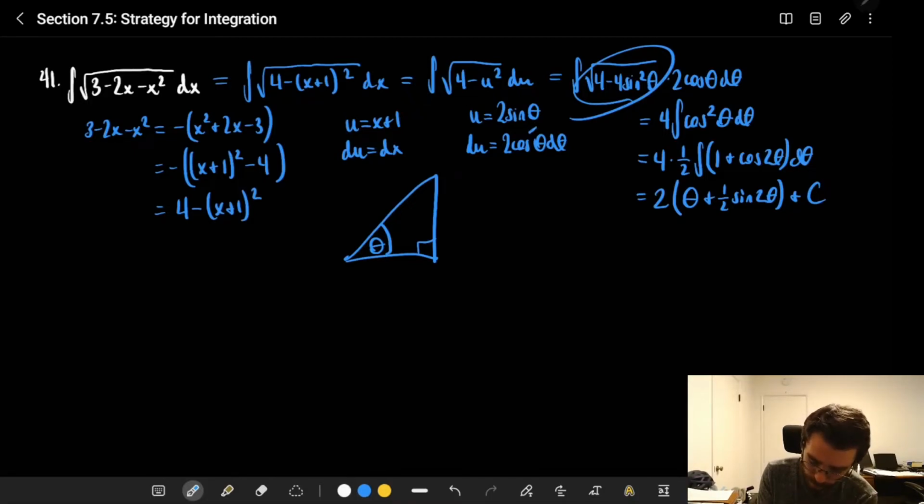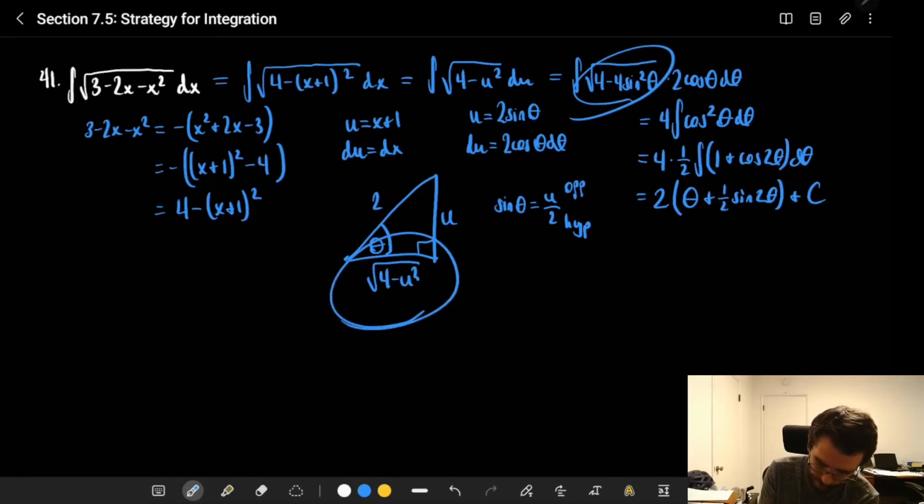You want u to be 2 sine theta. So you're saying you want sine theta to be u over 2. But sine is opposite over hypotenuse. So you're like, that's u, that's 2. Pythagorean theorem gives me this, which matches up with this, which is good.